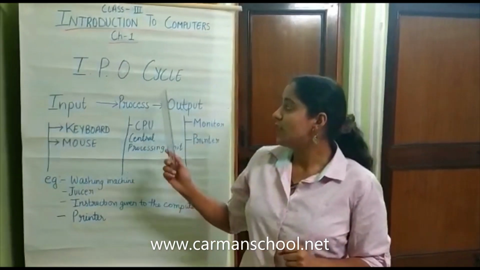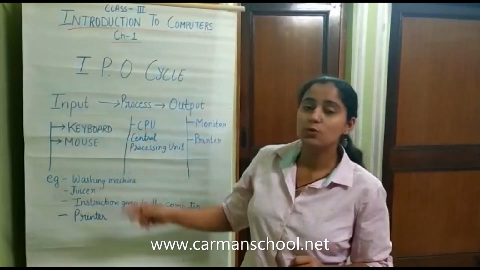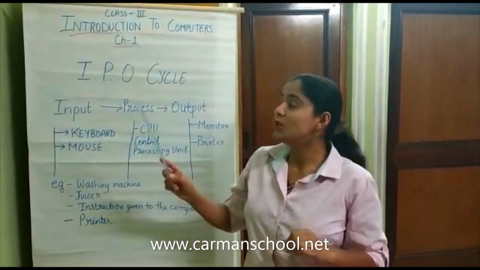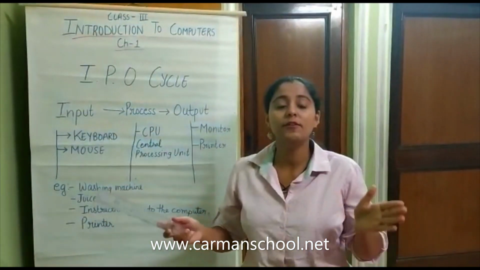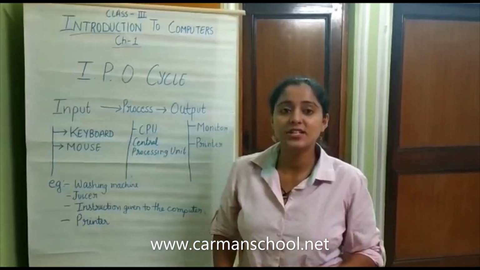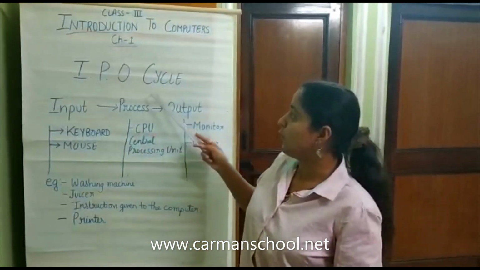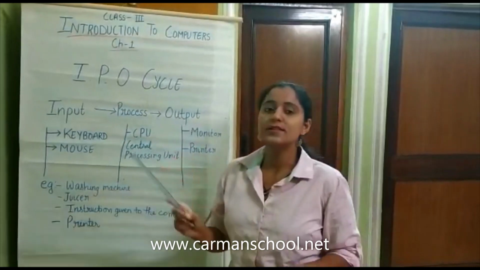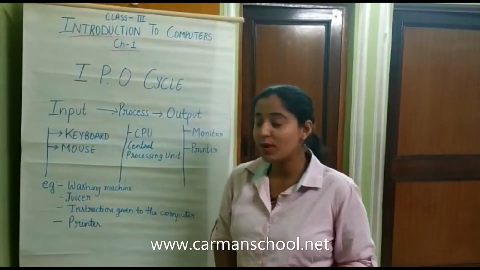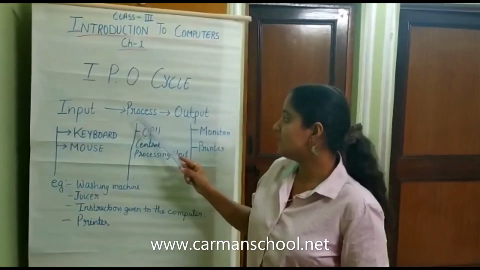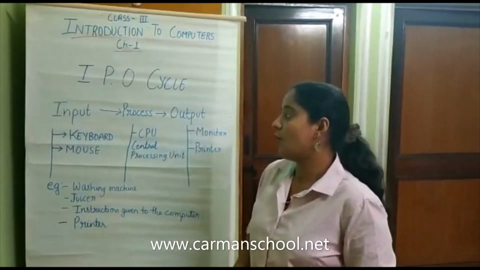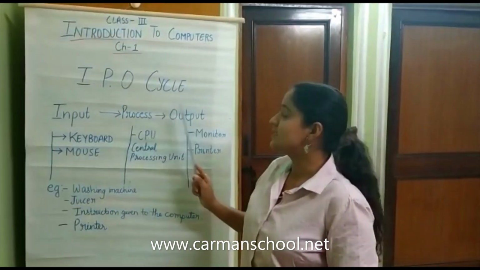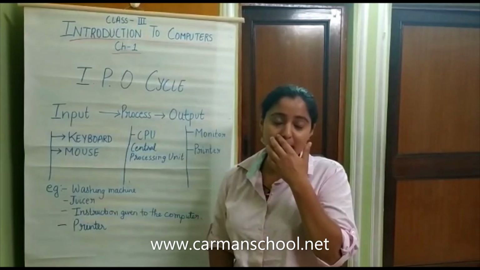So in today's topic I will be explaining you the 3 stages on which your whole computer really works. Those stages are called your IPO cycle. Now what is the full form of IPO cycle, children? Input, process, output. Now for explaining input, process, output, let me give you an example.